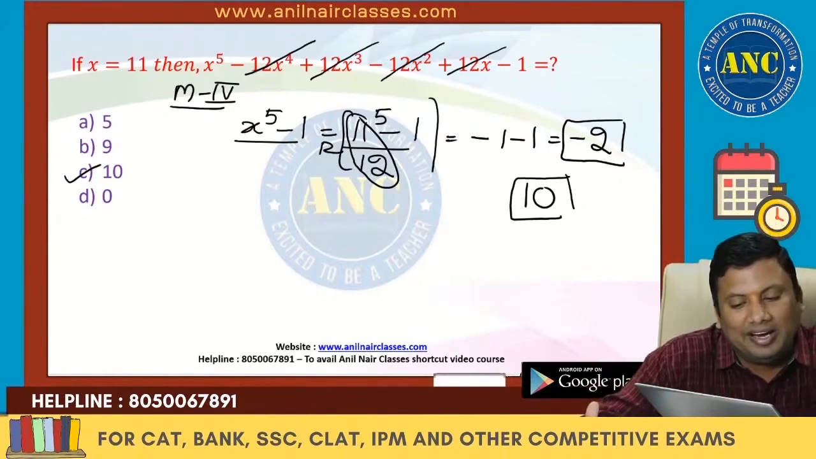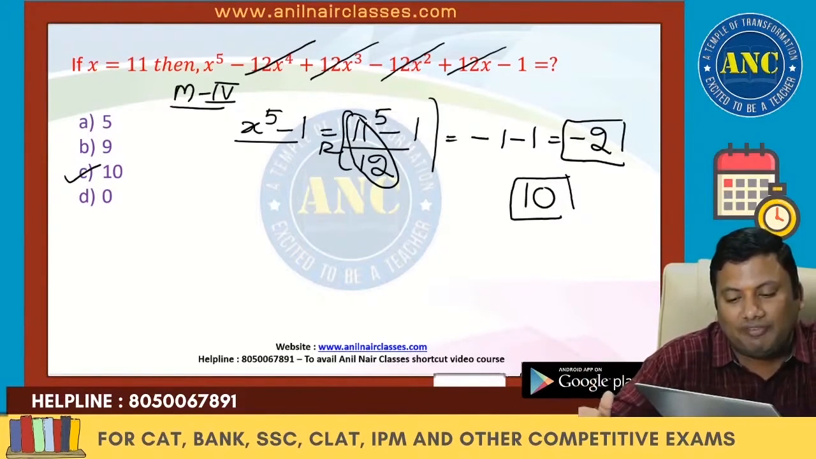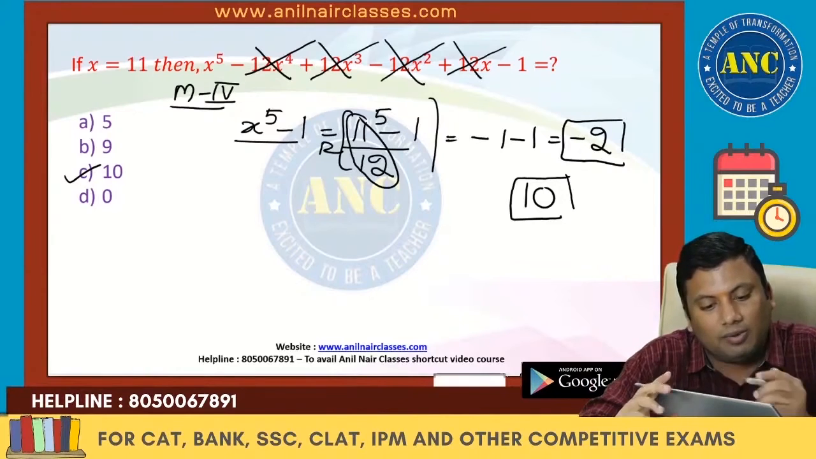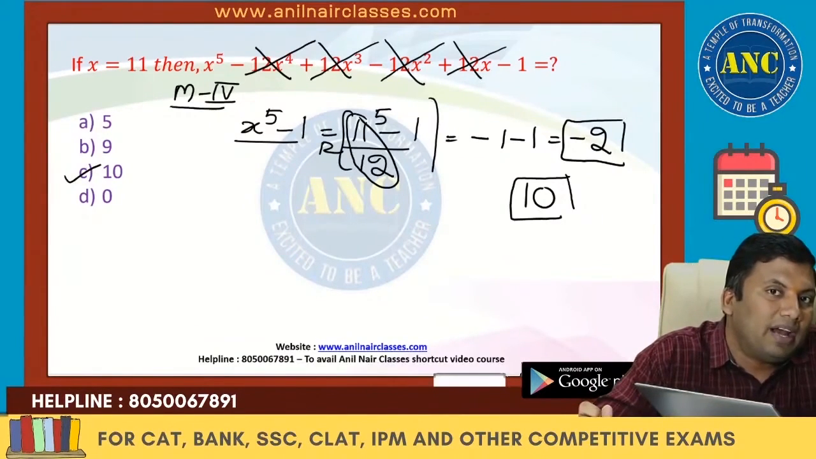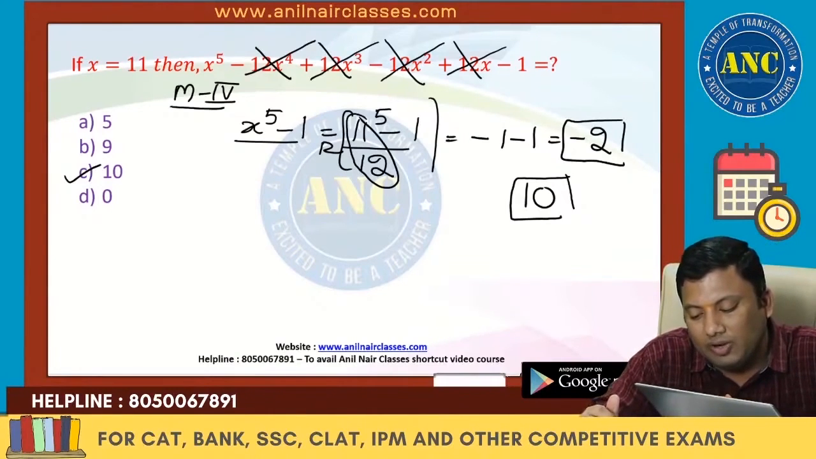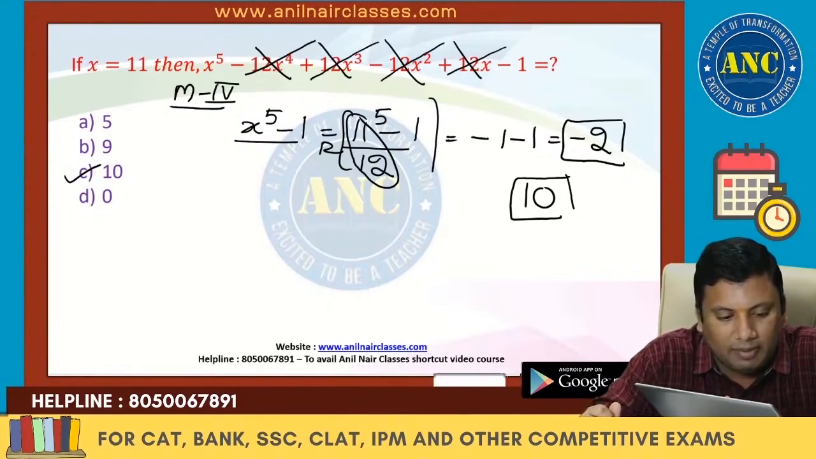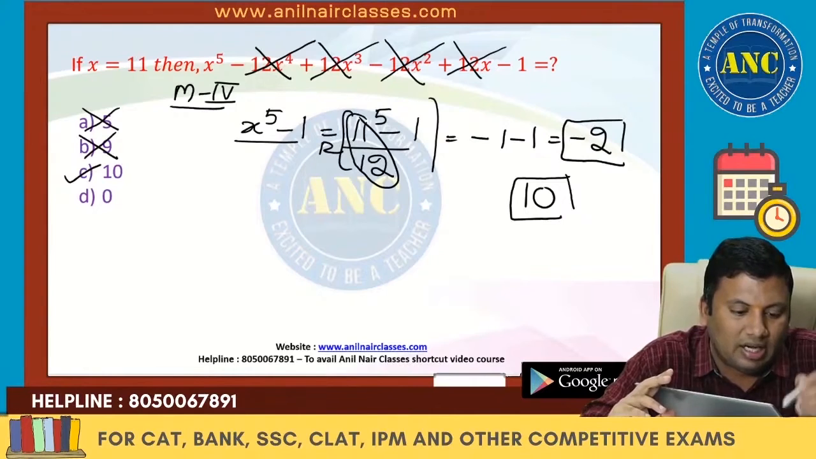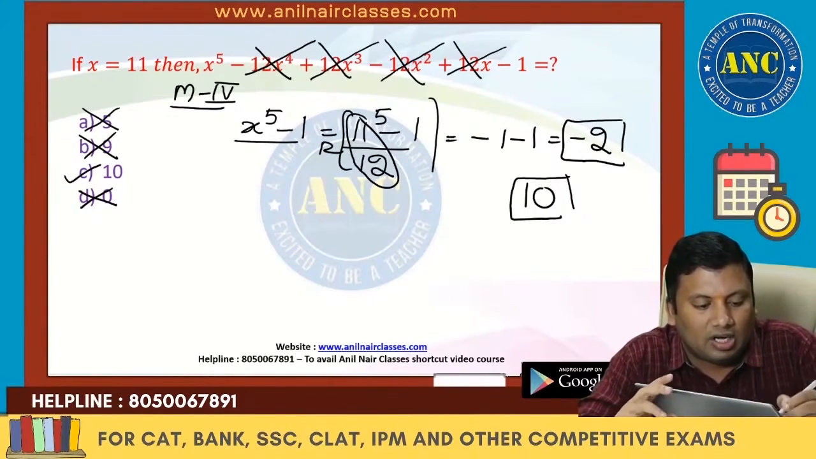I hope the idea is clear. Sometimes just by looking at a question itself, you will get the idea. Divisible by 12, divisible by 12, divisible by 12. x when divided by 11: 12 when divided by 11 gives minus 1. Minus 1 power odd is minus 1. Minus 1 minus 1 is minus 2. The positive remainder is nothing but 10. When divided by 12, the positive remainder is 10. Not possible. A, B and D are not possible.